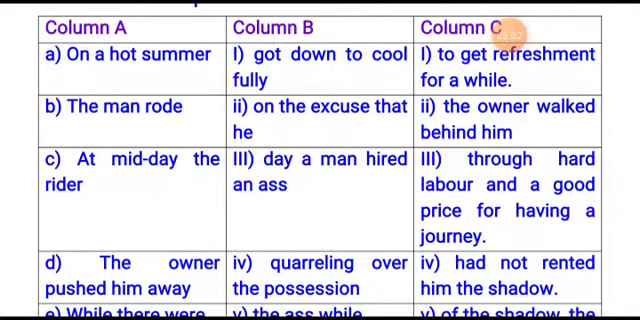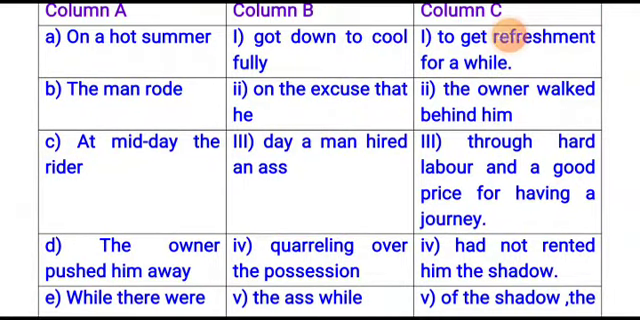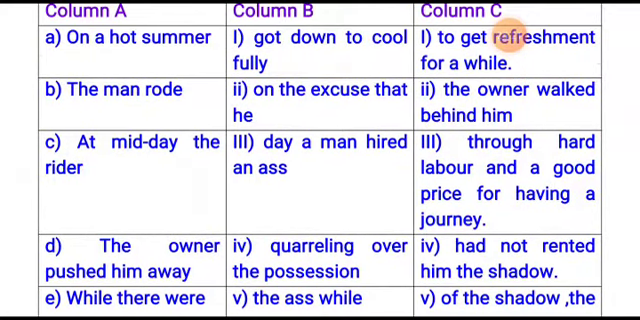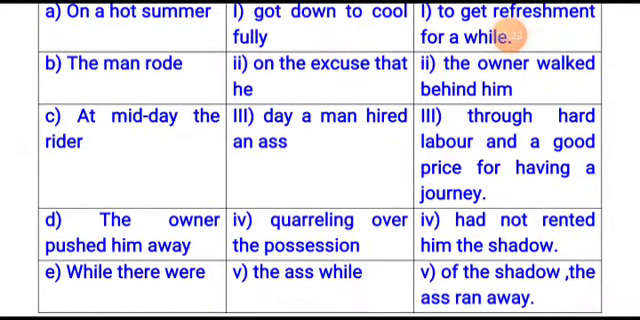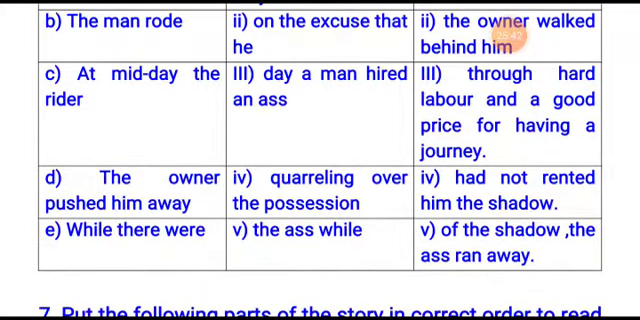On the excuse that he; day a man hired an ass for quarreling over the possession of the ass while. Column C has: to get refreshment for a while; the owner worked behind him; through hard labor and a good price of having a journey; had not rented him the shadow; of the shadow the ass ran away.